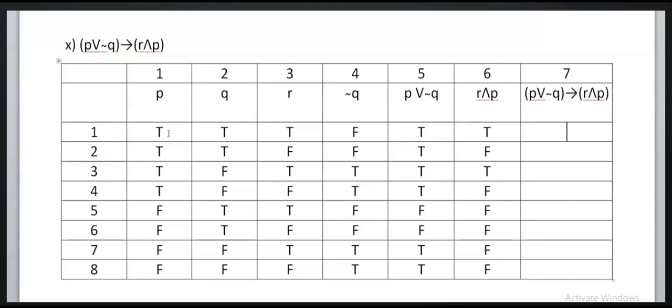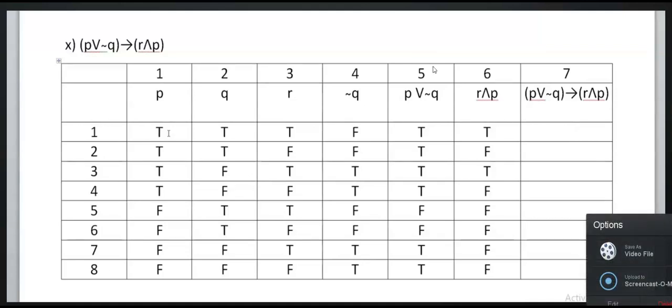Now implication. It is implication between 5th and 6th. T implies T, it is T. T implies F, it is F. T implies T, T. T implies F, F. F implies F, both are same, therefore it is true. T implies F is F. T implies F is F.